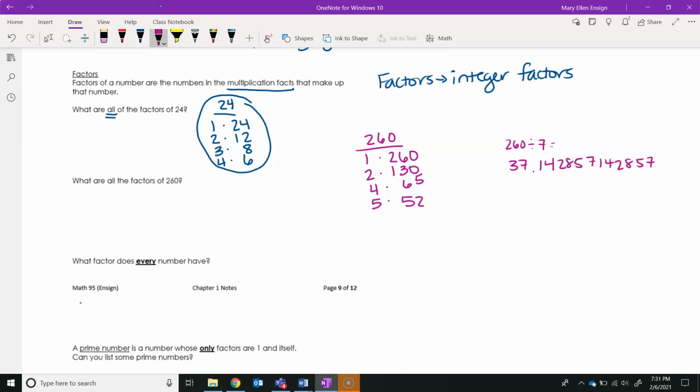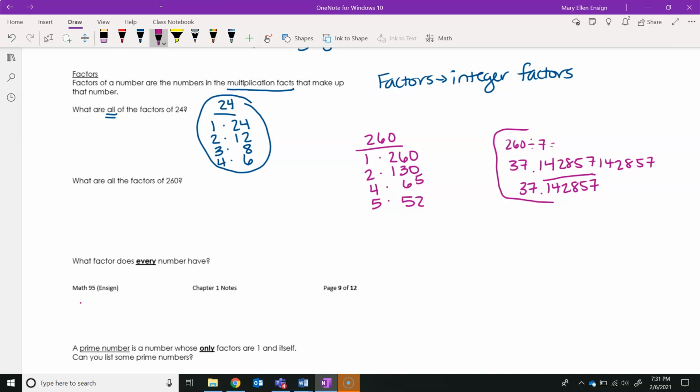So it's 142857, 142857. So we could actually write this with the repeating sign. You don't often see these in our level of math here, but that whole thing is repeating. Okay, so it's just kind of an extra little nugget of math information there. Okay, so 7 is not going to be on our list.